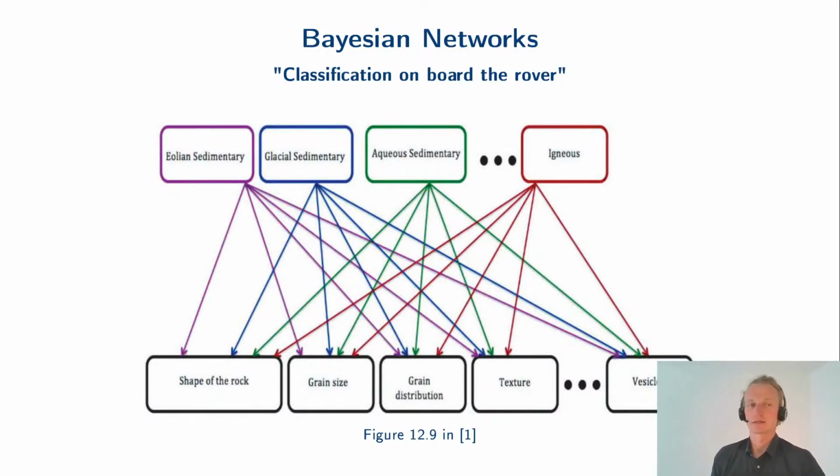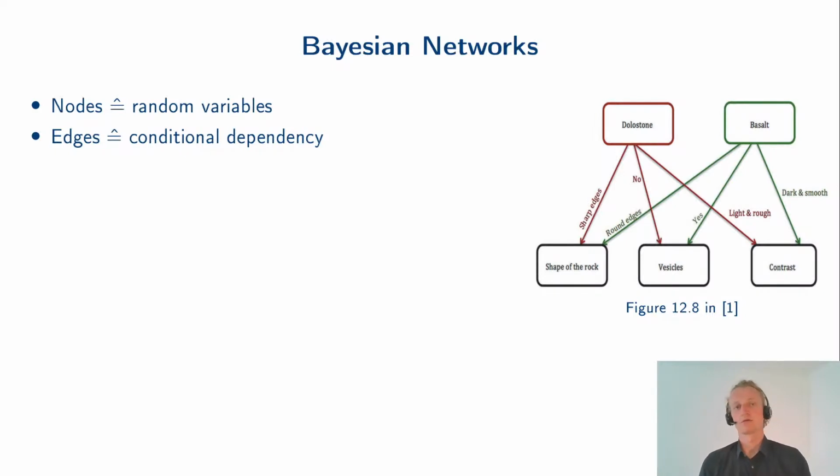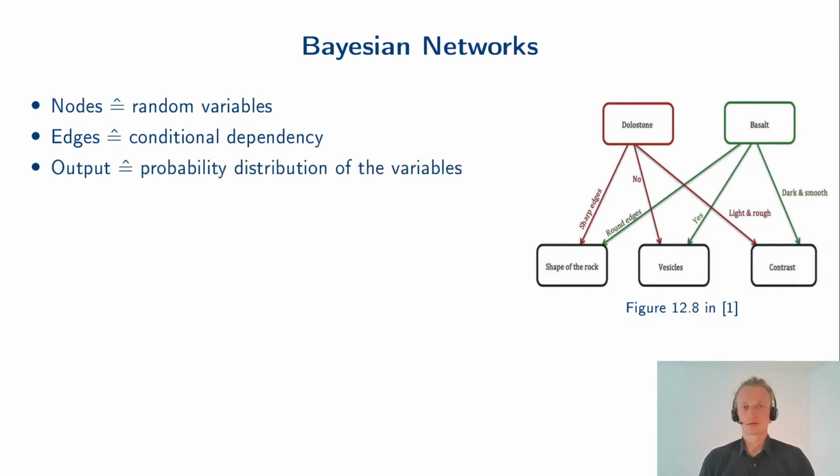So now let's summarize the previous set on one slide. The nodes are our random variables. The edges are the conditional dependency, or independency if there does not exist an edge. The output is a probability distribution of the variables.